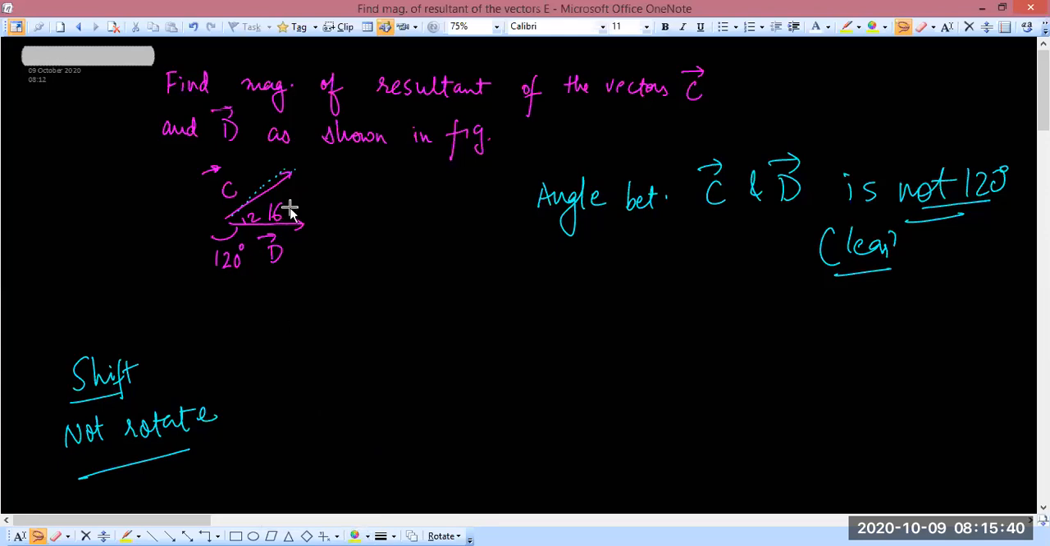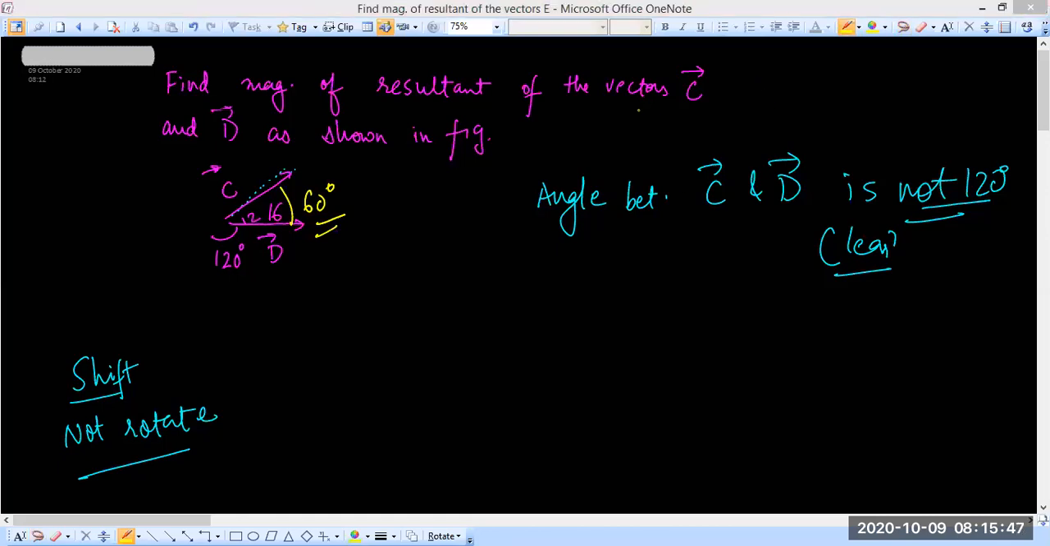So if you do that, how many of you understood that this angle is going to be 60 degrees? This is clearly because of supplementary angles. If you draw one dotted line, if this is 120, the remaining should be 60, correct? Yes, that's why 180 minus 120 is 60.